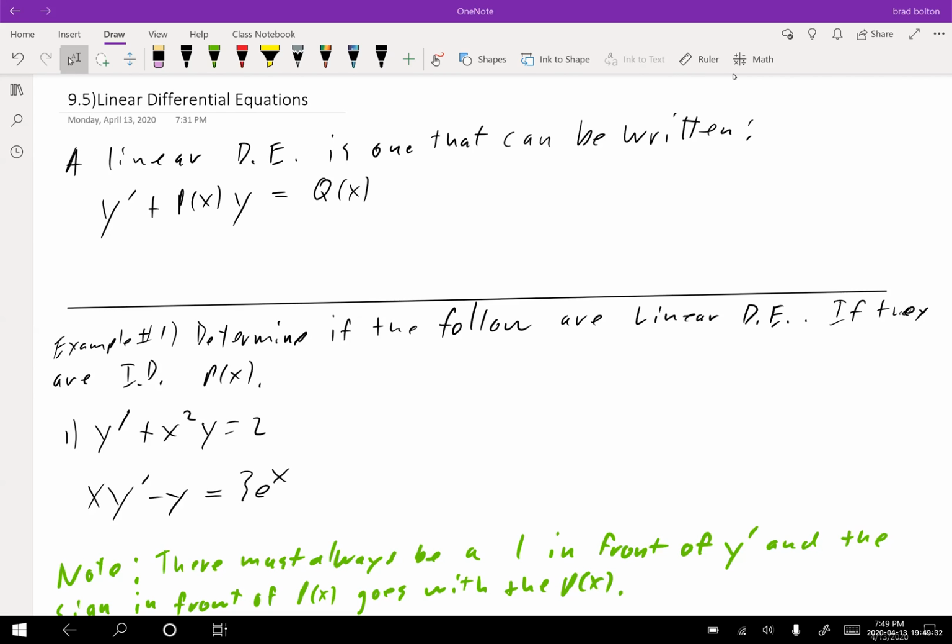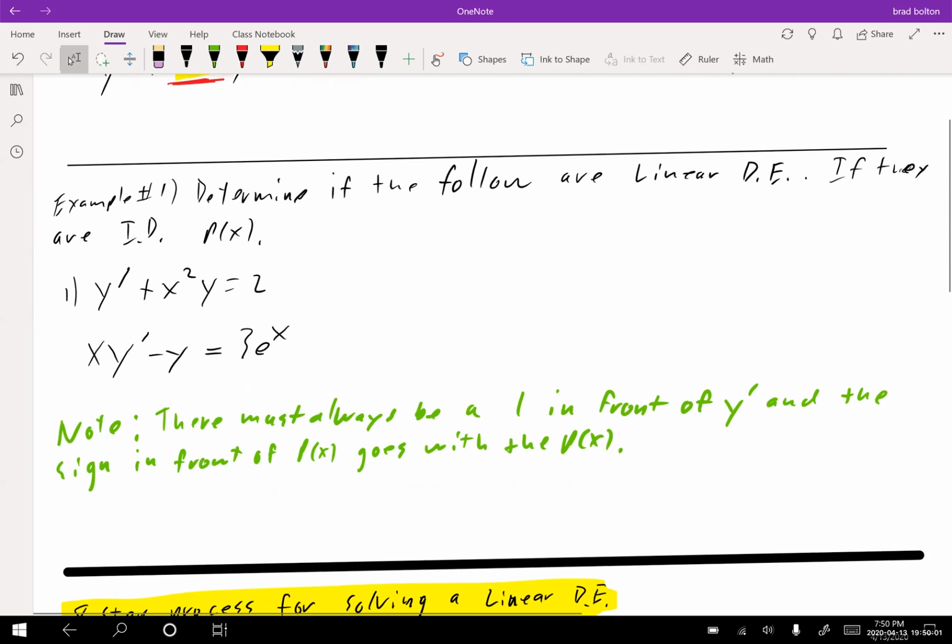And those of you that go on to differential equations, you'll work with other differential equations. So for now, for us, a linear differential equation is one that can be written in the form y prime plus p of x times y is equal to q of x, okay? So this is going to end up being pretty important in the problem, so we'll keep an eye on that. This p of x right here, okay? So first thing we want to do is make sure that we can identify if something is a linear differential equation. So I have y prime plus x squared y is equal to 2.